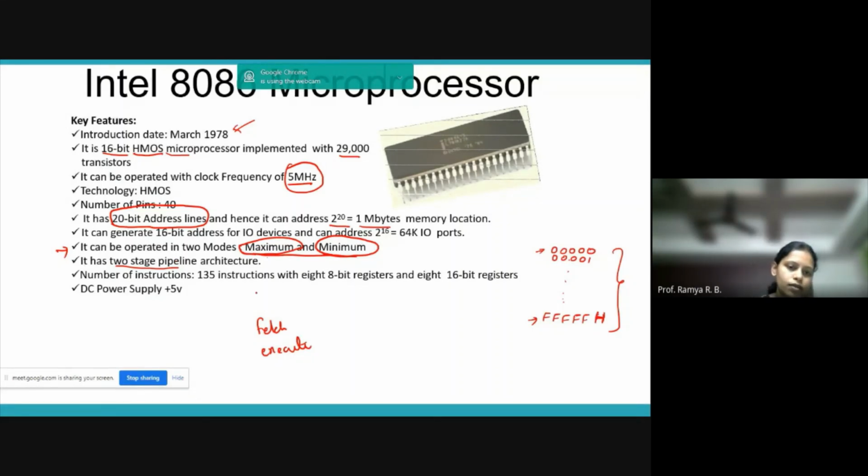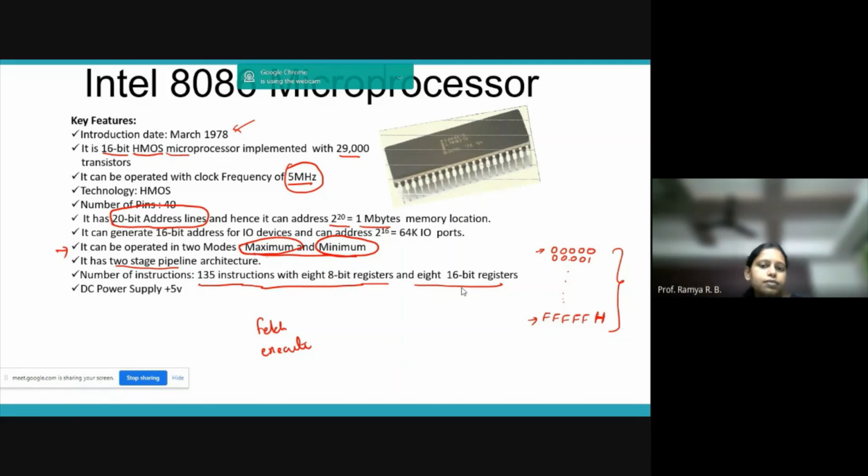Then the next feature is the number of instructions inside a computer. In 8086 is the instruction set. In the instruction set of 8086, you have 135 instructions with 8 8-bit registers and 8 16-bit registers. So we'll be discussing all these points in detail as we proceed. So remember, the instruction set of 8086 has 135 instructions, and there are 8 8-bit registers and 8 16-bit registers. Okay. So what are all the key features?